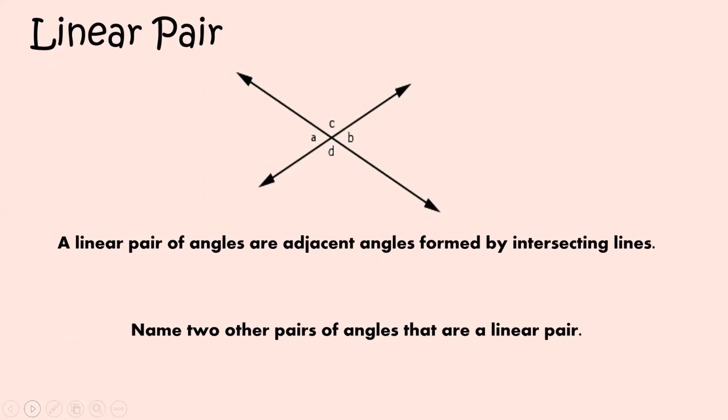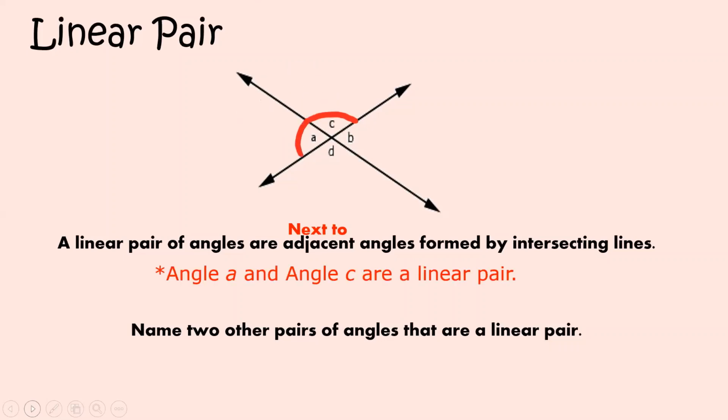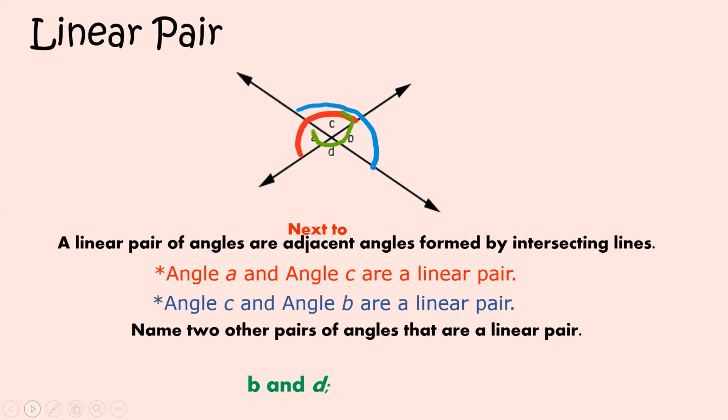So these are linear pairs. Linear pairs are adjacent angles, which means they are next to each other, formed by intersecting lines. Okay, so angle A and angle C are a linear pair, because if I add those two angles together, they will equal 180. Angle C and angle B are a linear pair, because if I add these two angles, they will equal 180. Name two other pairs of angles that are linear pairs. Would be B and D, right? And I guess the last one would be A and D.